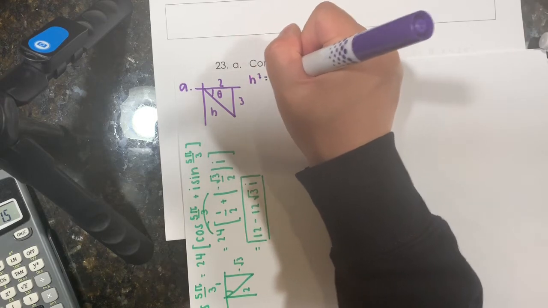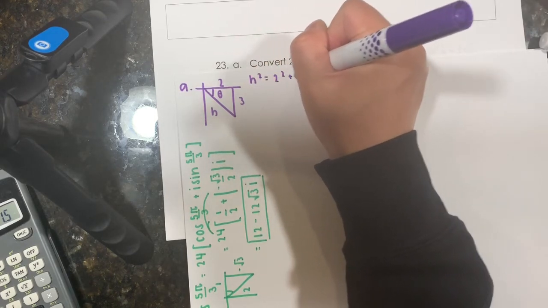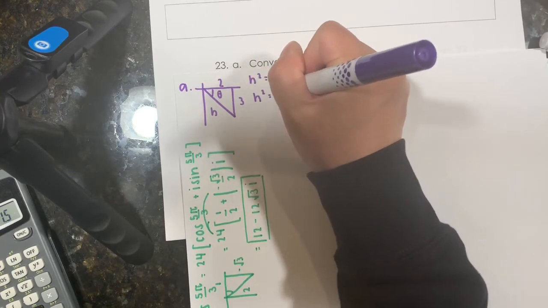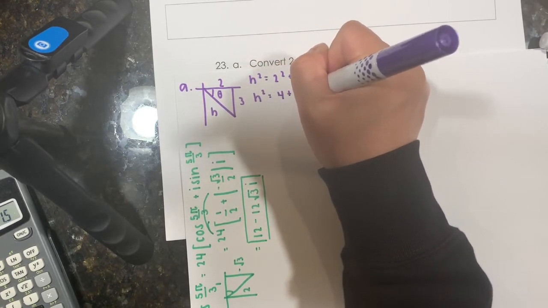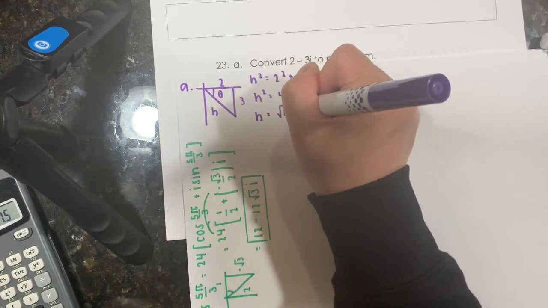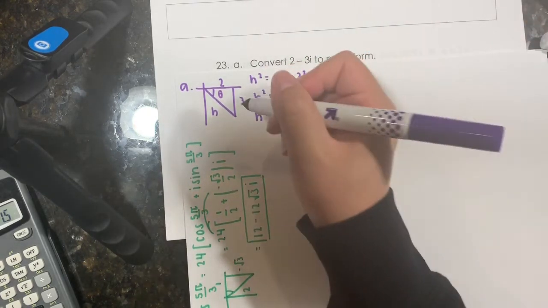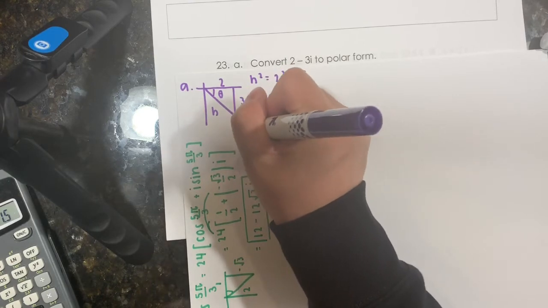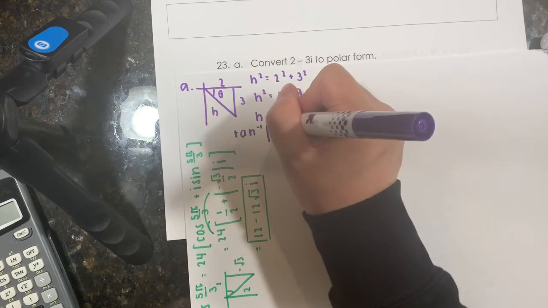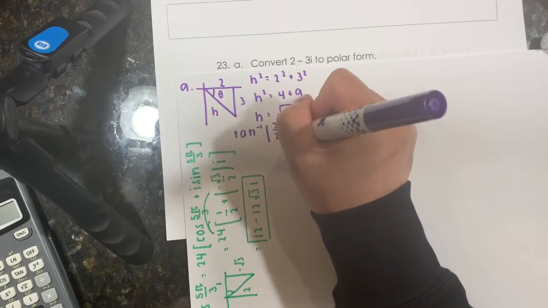Start by solving for the hypotenuse using the Pythagorean theorem. So 2 squared plus 3 squared, so 4 plus 9. H is going to be equal to the square root of 13. Now to solve for the angle, I'm going to use inverse tangent of opposite over adjacent, so 3 over 2.